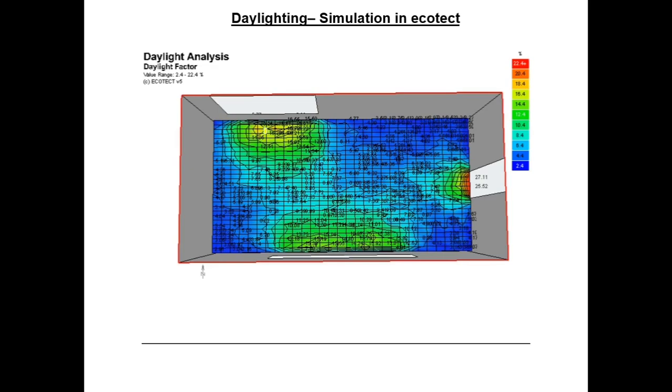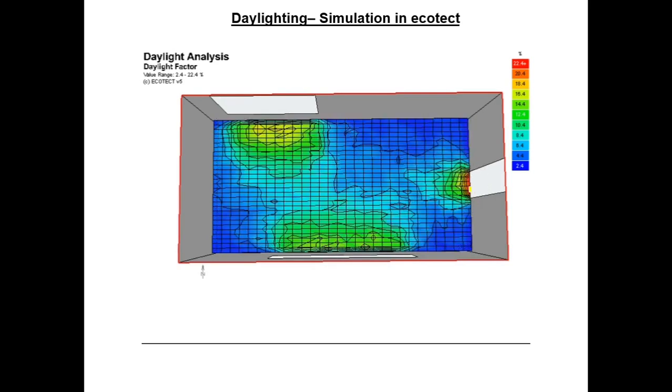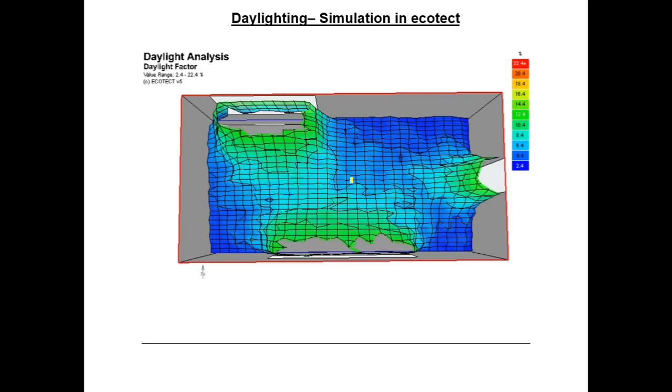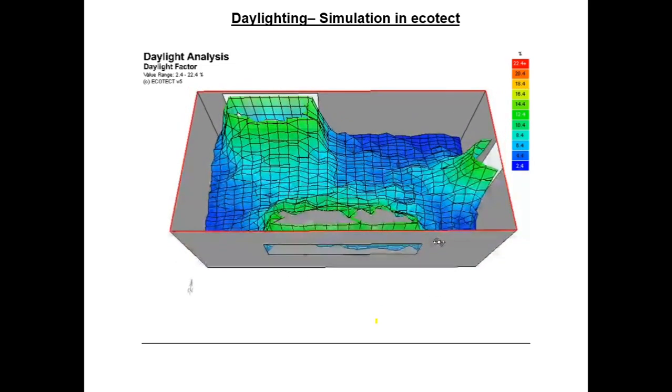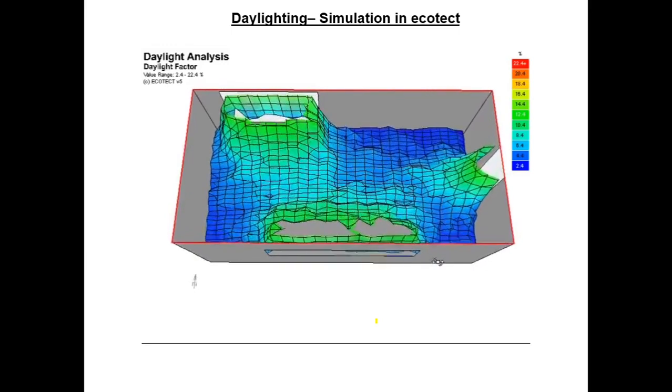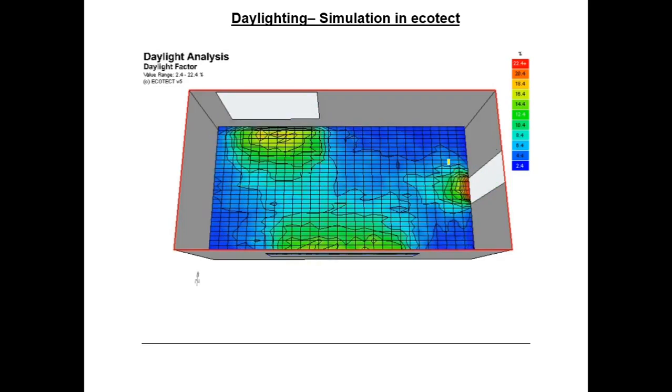You can see it is almost 1.2%. Outside it is 27%. Here it is less than 4.4%, and so on. And here it is almost 20.4%. You can see the contour lines, how the daylighting is distributed because of the reflections. And this is a three-dimensional view. It shows how the daylight factor is higher near the windows and lower near the areas where there are no sufficient windows for lighting.